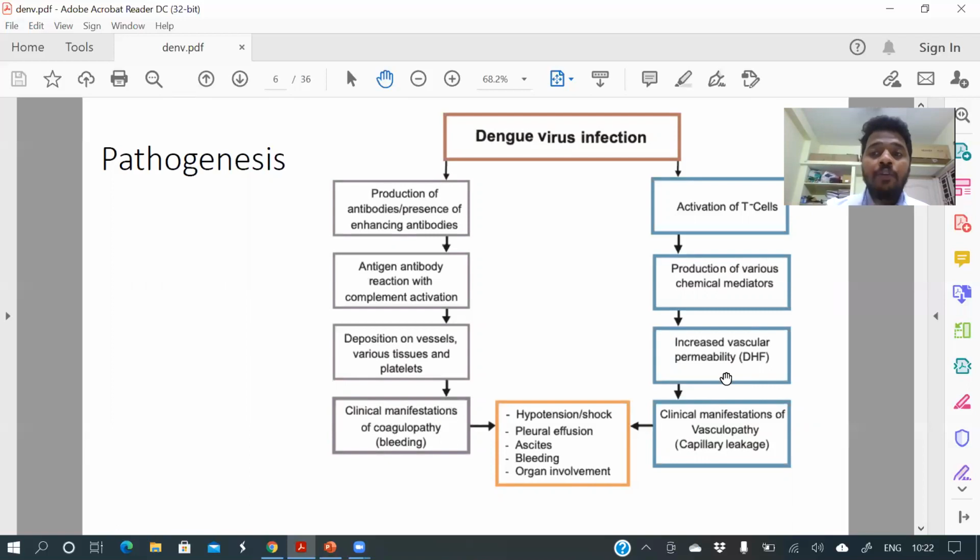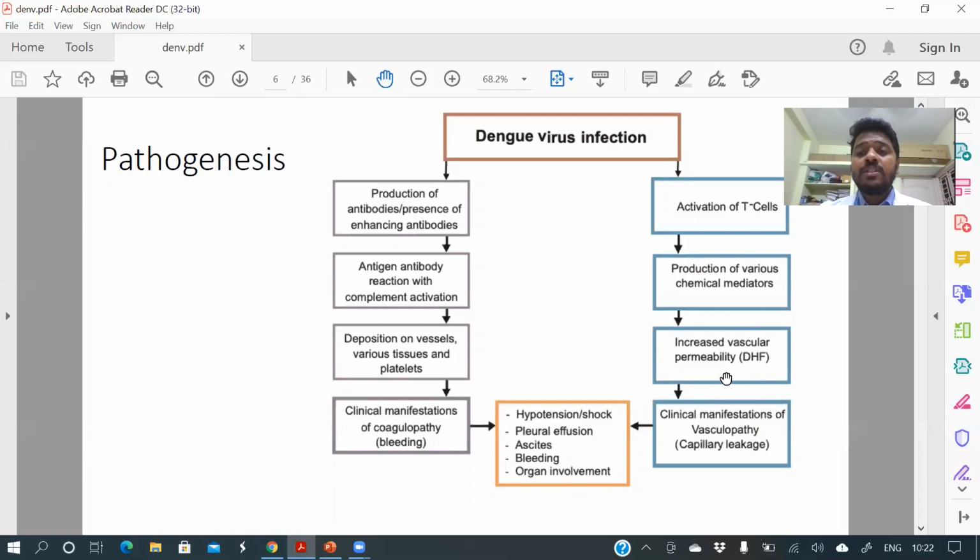Since endothelial cells are destroyed, the blood vessels are damaged, and platelets are also damaged. So it will manifest as clinical manifestations of coagulopathy. That will lead to hypotension and shock, and it will also have manifestations of pleural effusion, ascites, bleeding, and organ involvement.